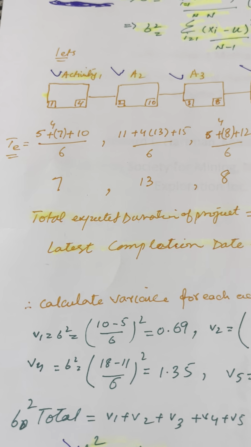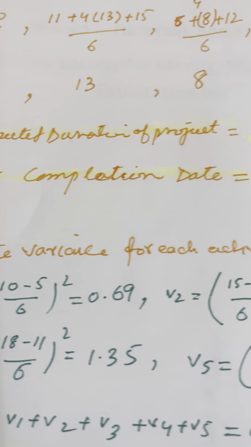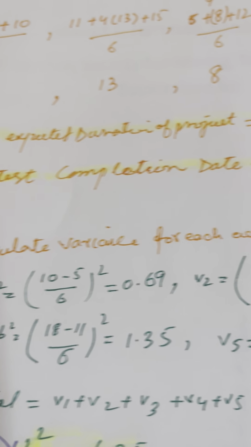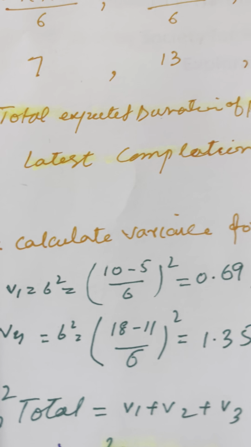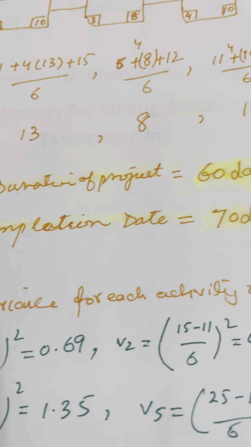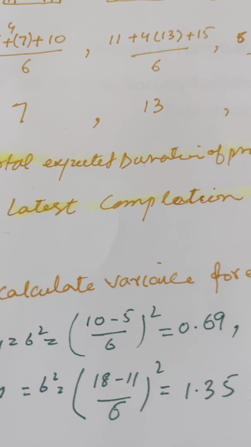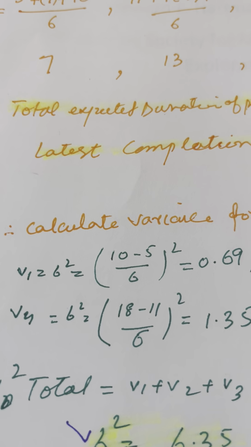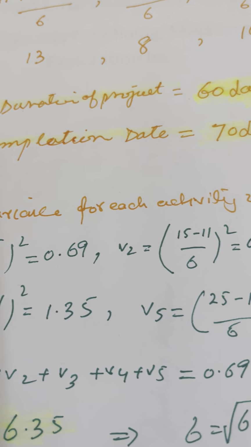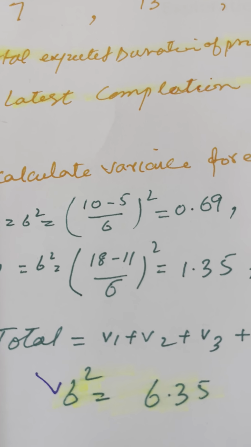So here is what you do for the normal distribution. You have to calculate the variance of each activity. Here I did V1 for the first activity, V2 for the second, V3 for the third, V4 for the fourth, and V5 for the fifth activity. So I calculated the variance for each activity. Then you sum all the variances, V1 plus V2 plus V3 plus V4 plus V5, which I calculated as 6.35.